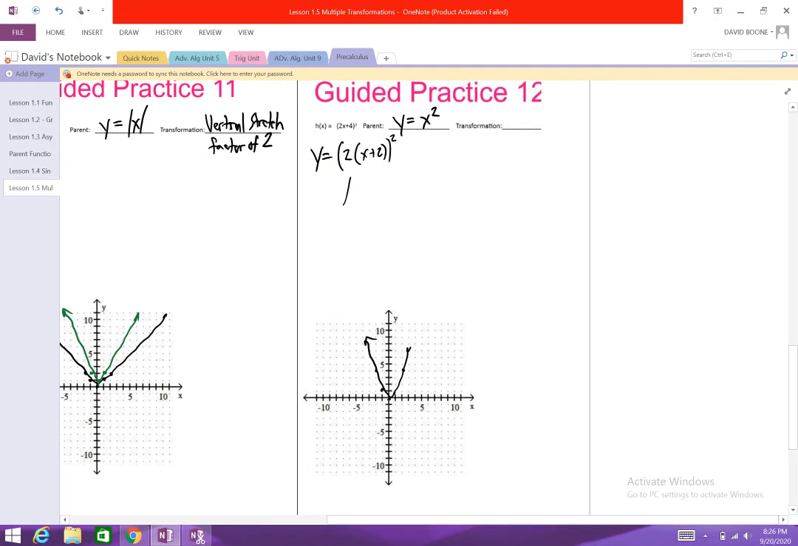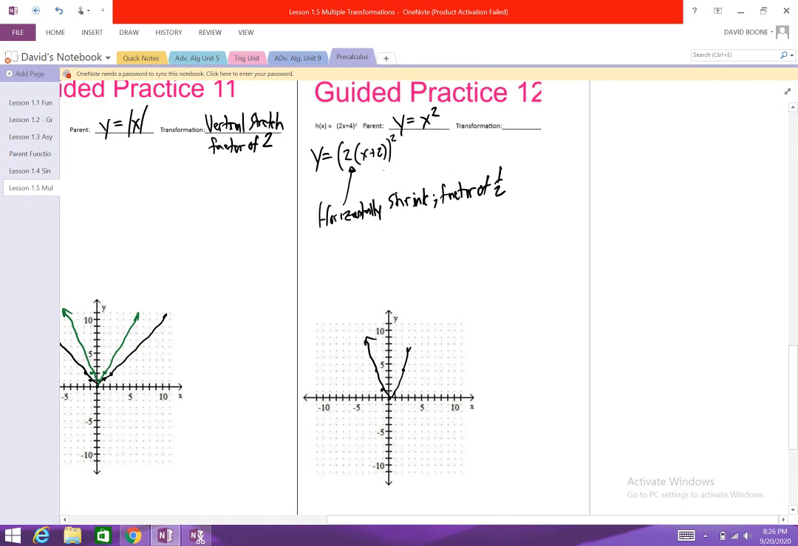When I look at this, that's inside the parentheses, so it's going to affect it horizontally. Because inside the parentheses we think opposite. That's a bigger number than what we're usually multiplying, so we're going to think opposite of multiplying or making it bigger, which would be to shrink it. This is actually a horizontal shrink, and then the opposite of that 2 would be a half, so that's a horizontal shrink with a factor of 1/2.